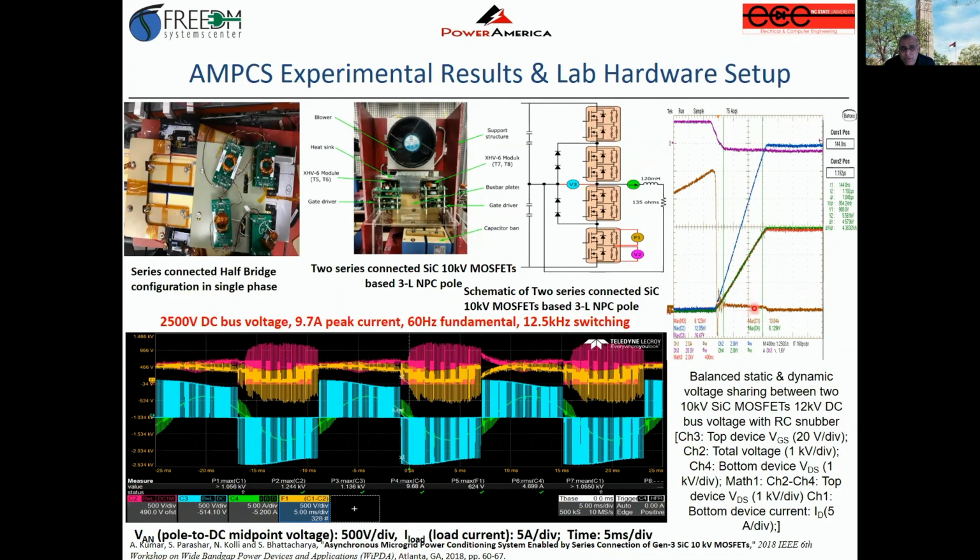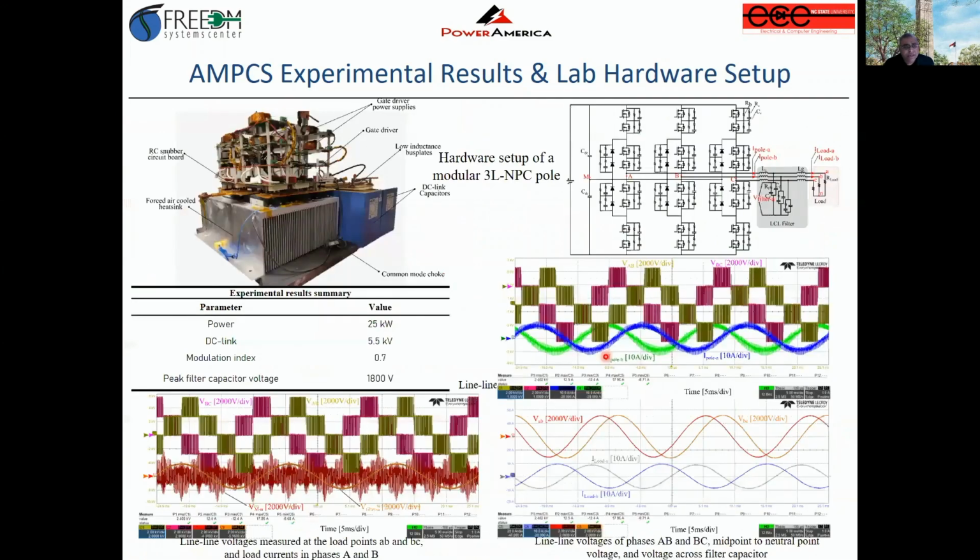And here I'm showing you a turn-off waveform where two series MOSFETs are connected with a 12 kV DC bus. Again, you see this is the VDS of the MOSFETs at turn off, with both of them sharing around 6 kV each with the 12 kV total DC bus during the turn-off conditions. So with this, as I said, we have the entire solid state transformer built.